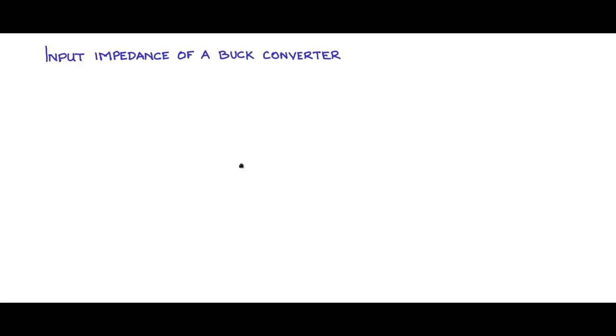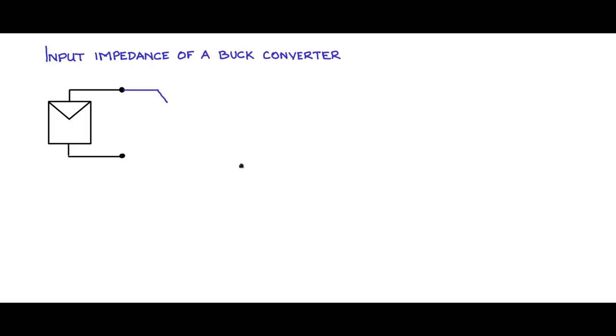Let us discuss now the input impedance of a buck converter and see how the input impedance of a buck converter can be regulated by duty cycle control. Consider this PV module and let us interface this PV module or the PV cell to a buck converter.